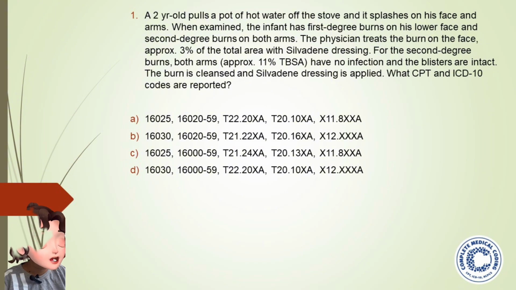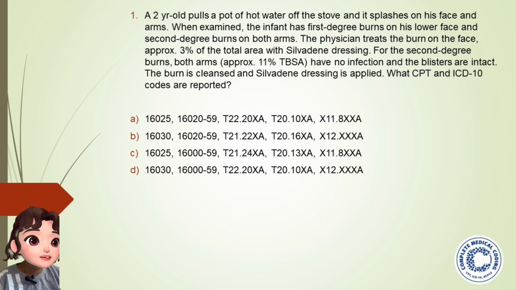16030 represents dressings and/or debridement of partial thickness burns, large, more than one extremity, greater than 10%. We have to code for 2 burns, right? One is with 11% TBSA and the other is 3% TBSA. The 3% represents the face and the other one is the arms. Both are in different areas, different sites, so you have to code it separately. So which one should be coded first? The one with more burn, the 11% burn.